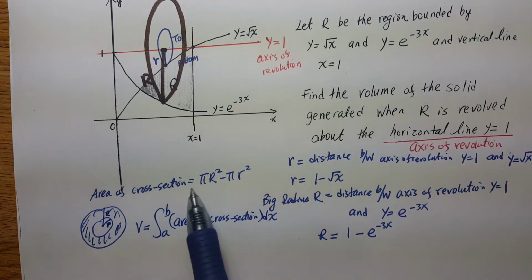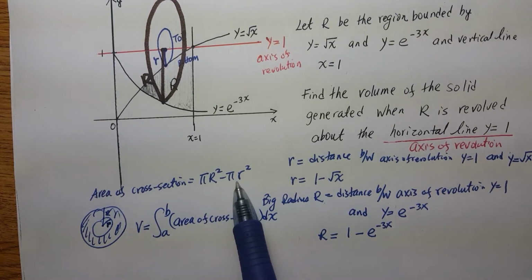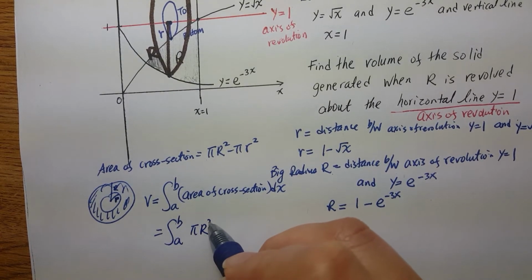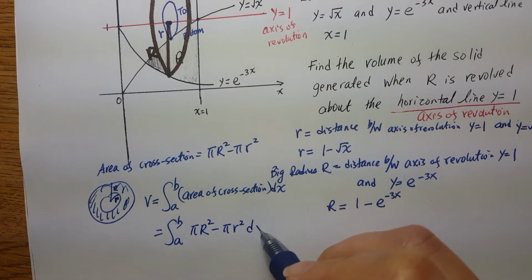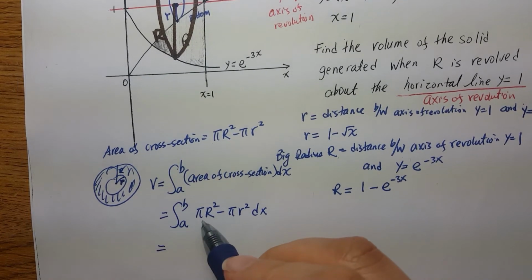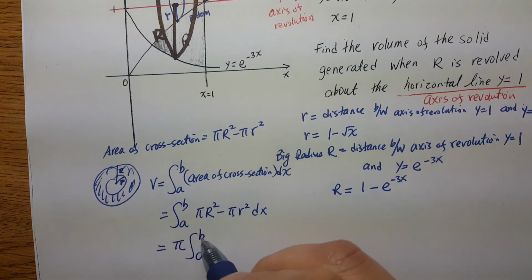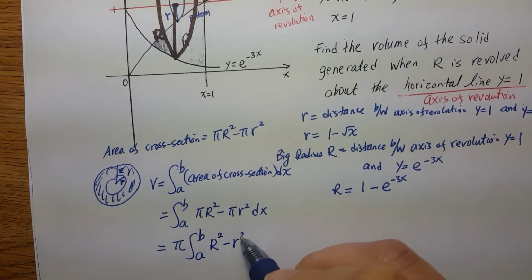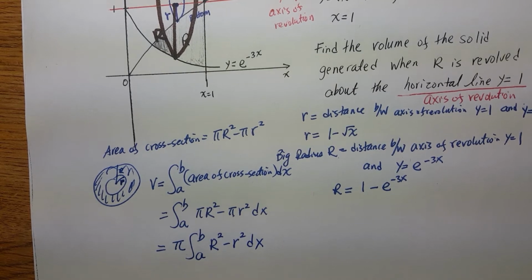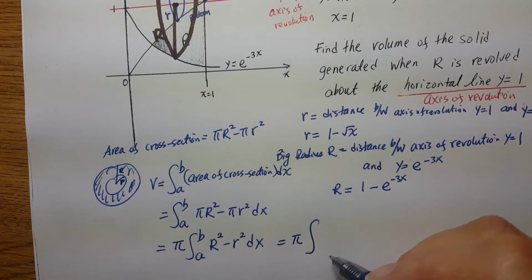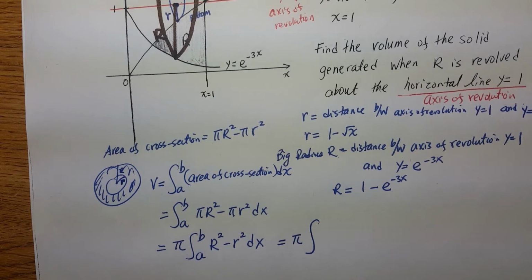Because the area of the cross section is pi big R squared minus pi small r squared, therefore we're going to do the integral from a to b of pi big R squared minus pi small r squared dx. And I'm going to factor out the pi because they have a pi in common. So pi times the integral from a to b of big R squared minus small r squared dx. Now we are ready to do substitution. Pi, and then we need the a and b. Some people have a hard time finding the a and b, so let's go back to the diagram to see.